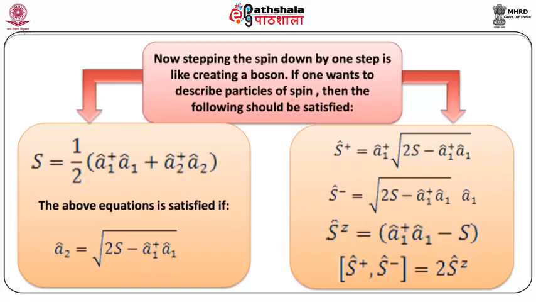If you take the conjugate of S plus, you will immediately see that the term under the root does not change, but A1 dagger becomes A1, and it goes to the right-hand side of the square root, whereas it was on the left-hand side in the case of S plus. You have to be very careful. These are small things, but they matter a lot. At the same time, you have Sz equal to A1 dagger A1 minus S, and the standard spin commutation relation, the commutator of S plus and S minus equal to twice Sz, is always satisfied.